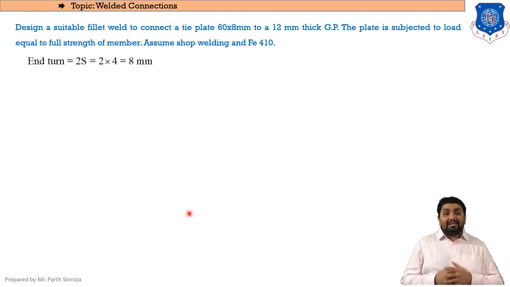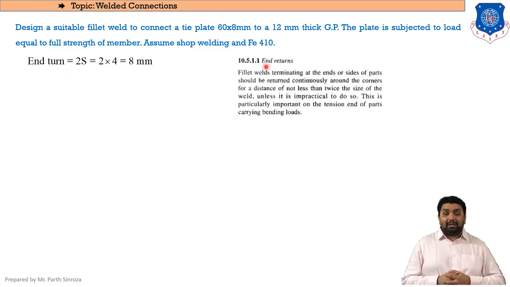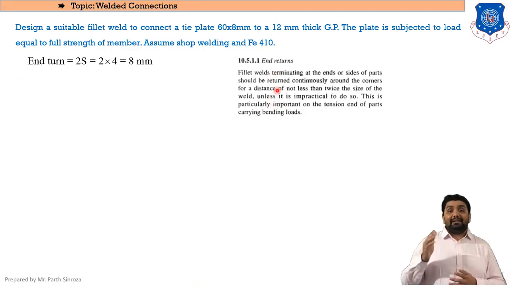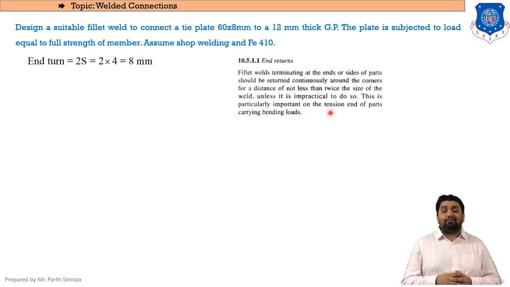So for that, whenever you are providing the welds only at sides, we always need to find this end return. So the next step will be to find this end return, and the equation for end return is 2 into S. Again we don't need to remember this, it is given in our code, from page number 78, clause number 10.5.1.1. Here you can see in the third line that the distance should not be less than twice the size of weld. So the end return value should not be less than twice the size of weld. So we'll take it equal to twice the size of weld. And size of weld we have described with S. So the end return equals 2 into S. S we have calculated, S equal to 4. The value of end return will be 8 mm.